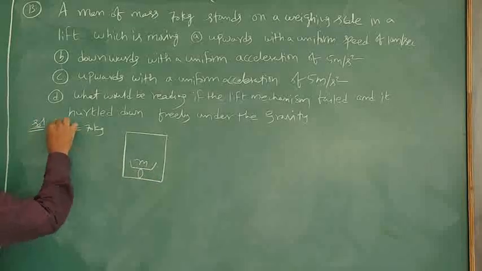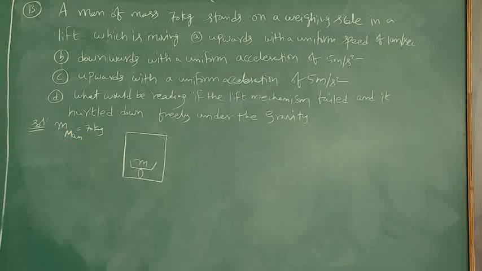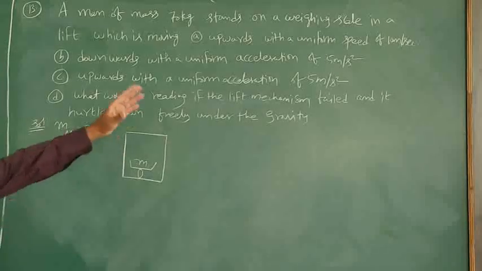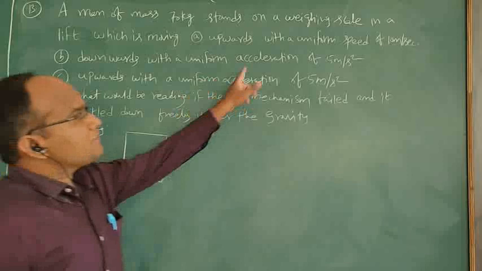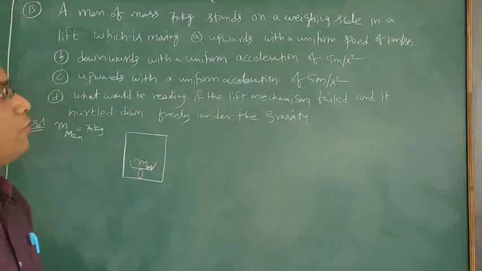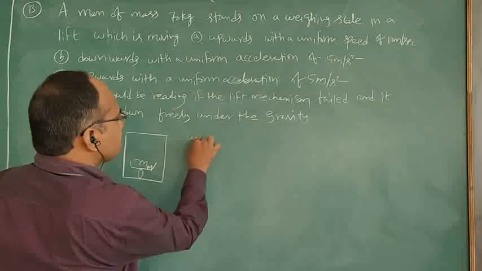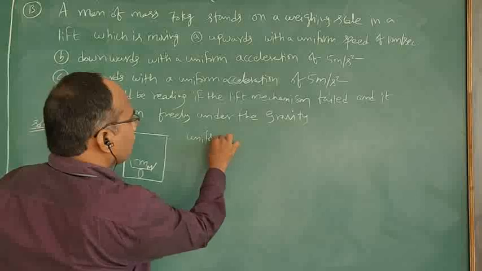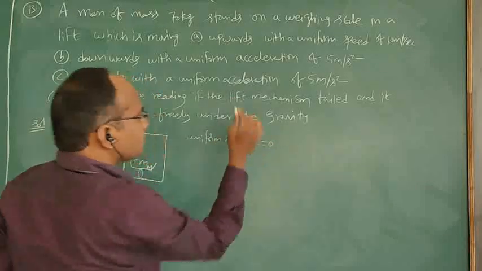So I'll write it like this. Mass of the man is 70 kg, standing on the weighing scale, moving upwards with a uniform speed of 10 meter per second. Uniform speed means acceleration is 0. You have to remember, uniform speed means acceleration is 0.